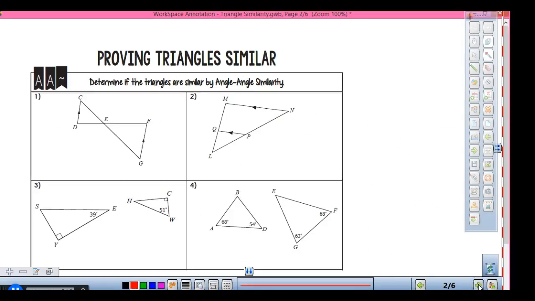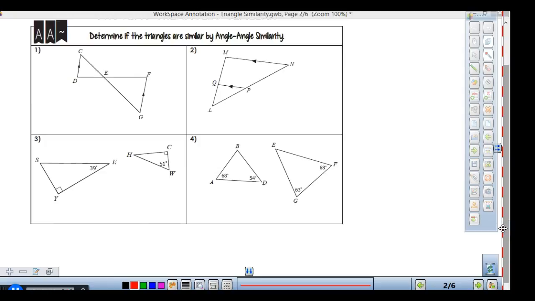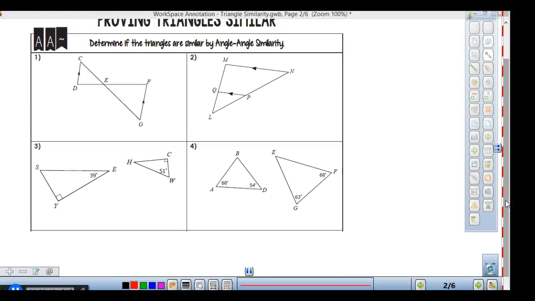Alright, so we're just going to do a couple of these from each section, and then I'll let you work. Okay? For angle, how many angles need to be congruent? 2. Let's look at number 1. What angles do I have that are congruent? I have vertical angles, so those two are congruent.